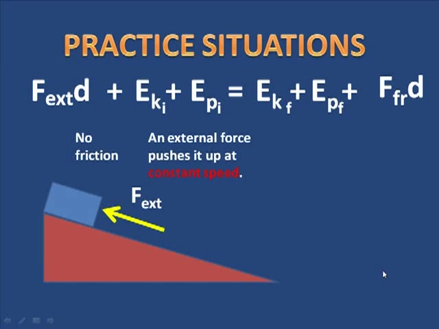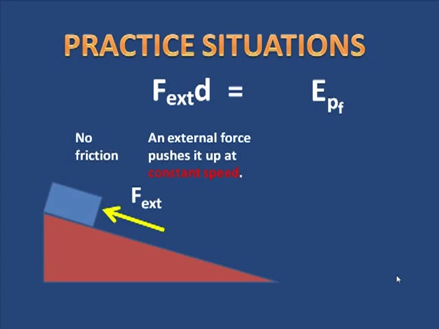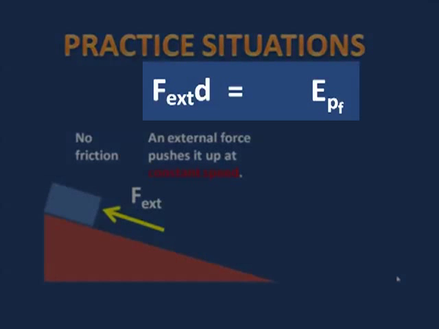Well, there is an external force, and the initial potential energy is 0. It starts from the 0 reference point at the bottom. And notice there's constant speed. There isn't any change in the kinetic energy. If there was kinetic initial, it would equal the kinetic final. They cancel out. And there isn't any friction. Therefore, there isn't any work against friction. And so what we end up with is a very simple equation: the external force times distance equals the potential energy final.